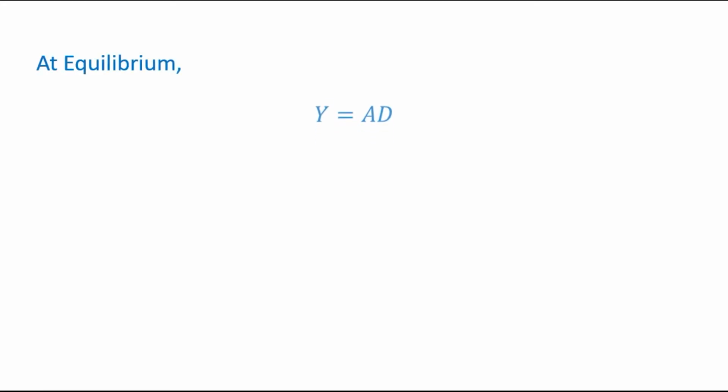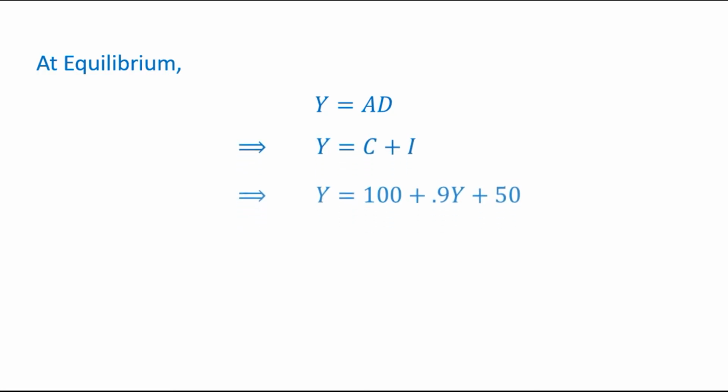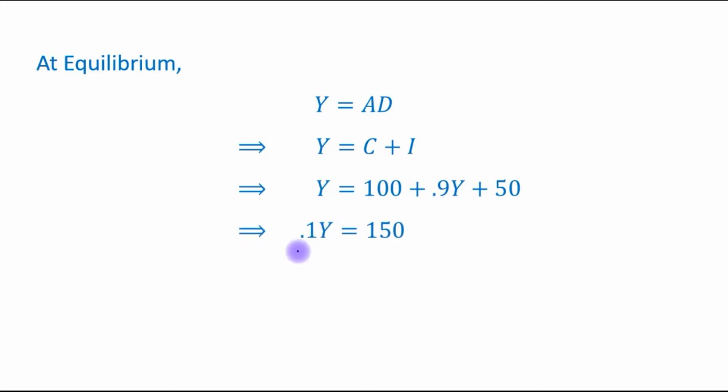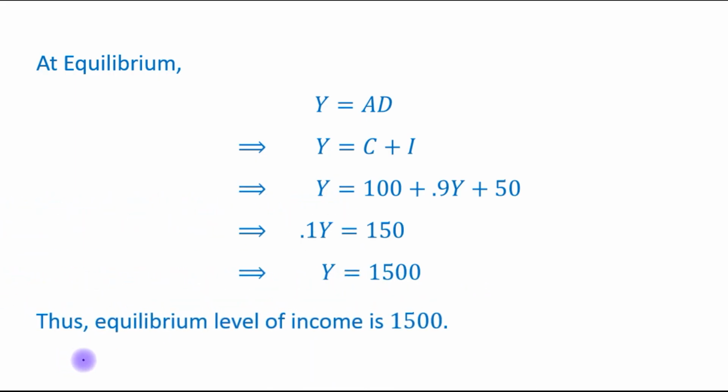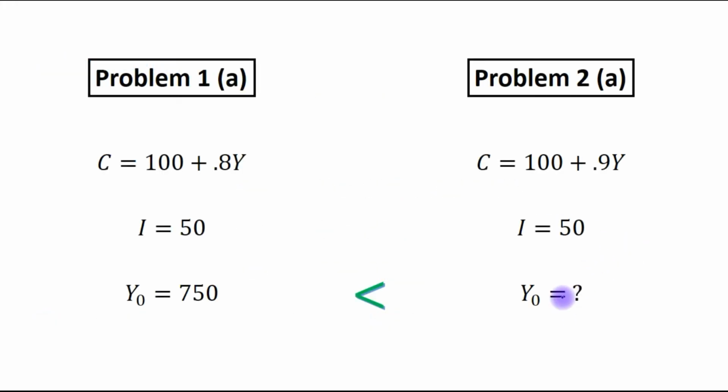So at equilibrium, output equals aggregate demand. In the next step, we can write it as y equals consumption plus investment. In the next step, y equals 100 plus 0.9y plus 50. And y minus 0.9y becomes 0.1y. 100 plus 50 will be 150. And finally, the equilibrium level of income will be 1500. At the end, we can write: thus equilibrium level of income is 1500. So this is 1500, which is higher than this one. Clear?